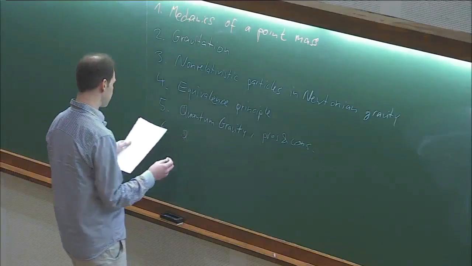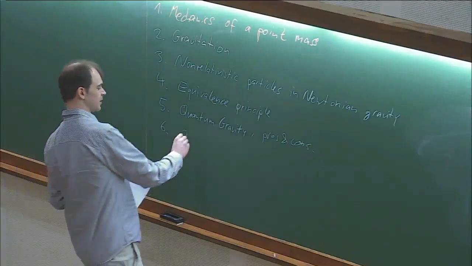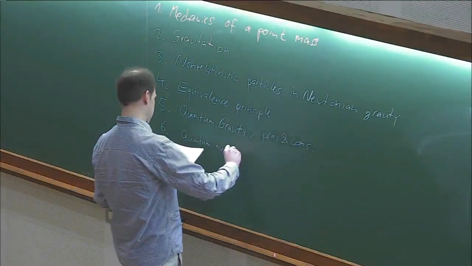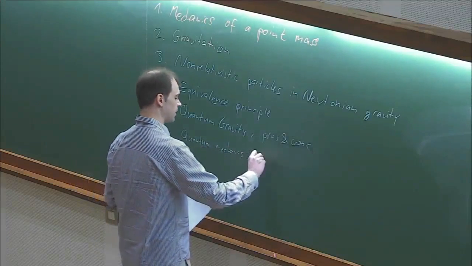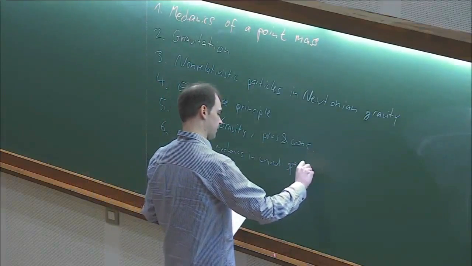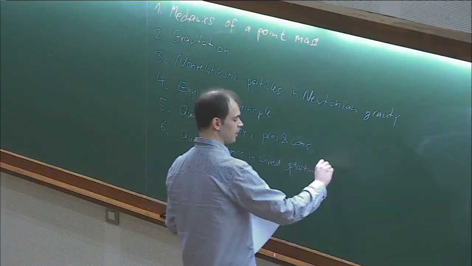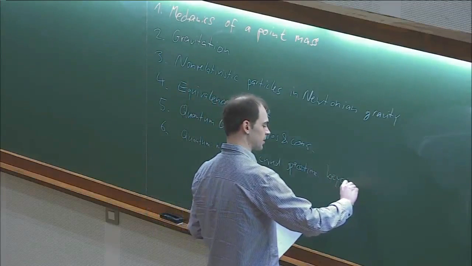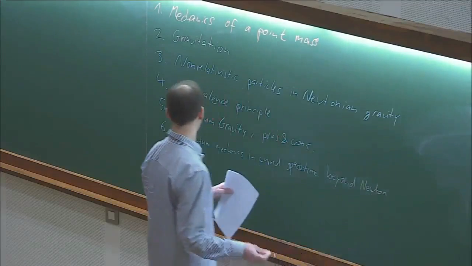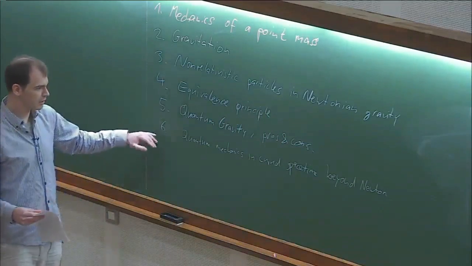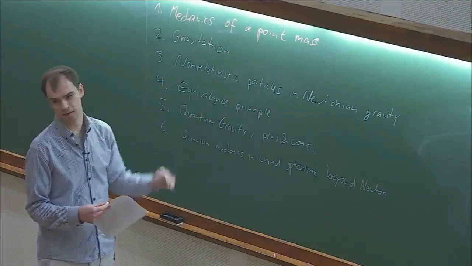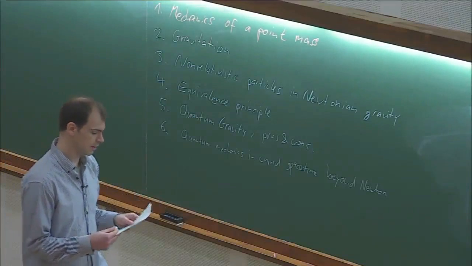And then finally, this is more the what we think we know part, is discuss quantum mechanics in curved space-time, beyond Newton. So what can we say basically about general relativistic corrections or extensions to the experiments that have been done?